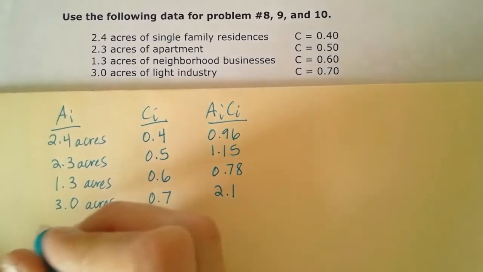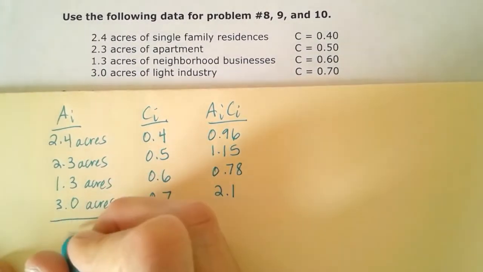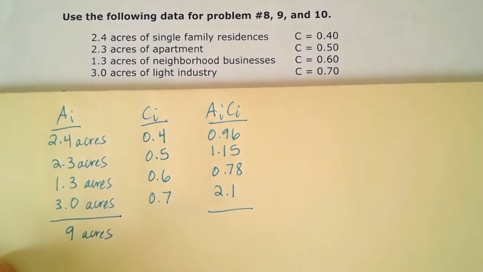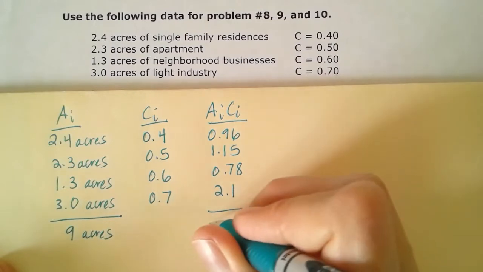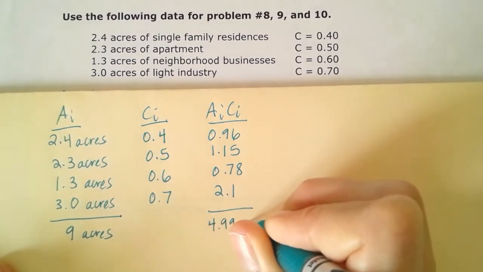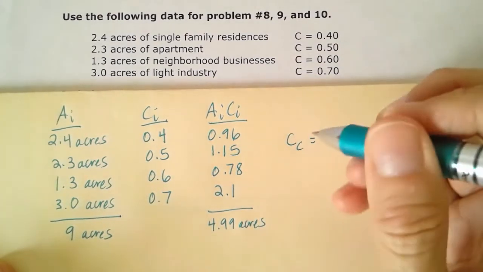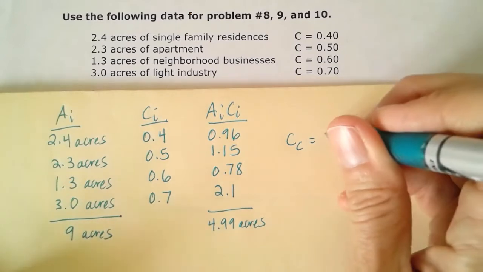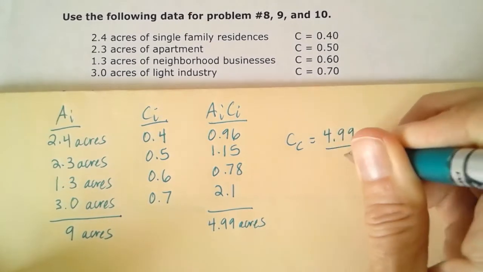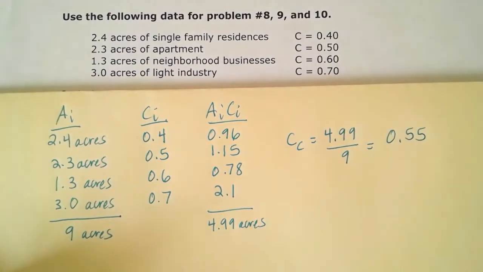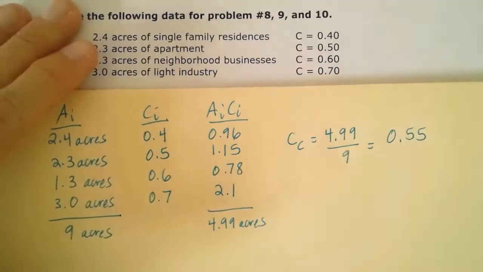So now we're just going to go through that process and do a weighted average. So first we'll add up all the areas, and when I do that I get a total area of 9 acres. And then I'm going to add up all these areas times their individual coefficients, and that gives me a total of 4.99, and that would also be acres since I multiplied acres by coefficients. But to find that composite coefficient, I'm just going to take those acres over acres so they can cancel out. So it's the 4.99 divided by the 9, which gives me a composite coefficient of 0.55. So I can use that for all of the problems in this section here.